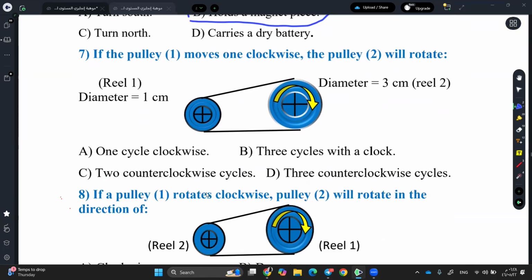Yes, this is for grade 2. Oh, I'm sorry, I mean level 2, not grade 2. Level 2. Question number 7.